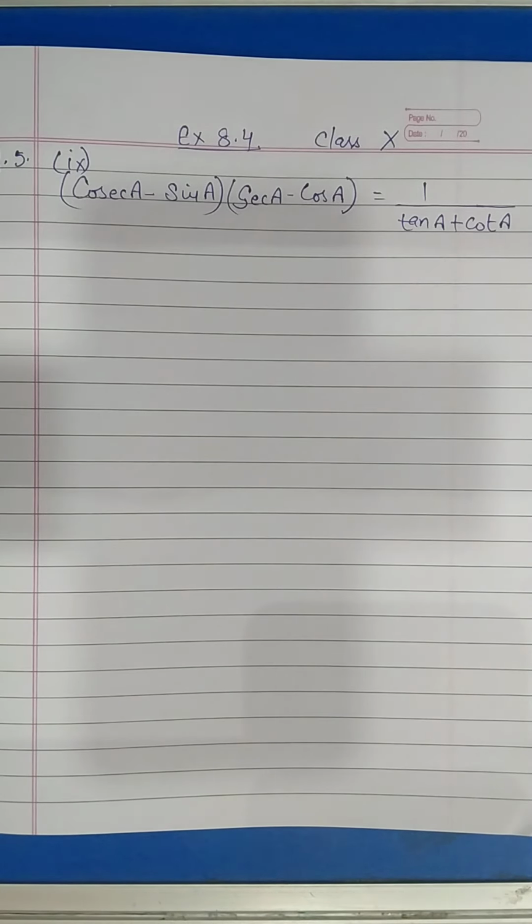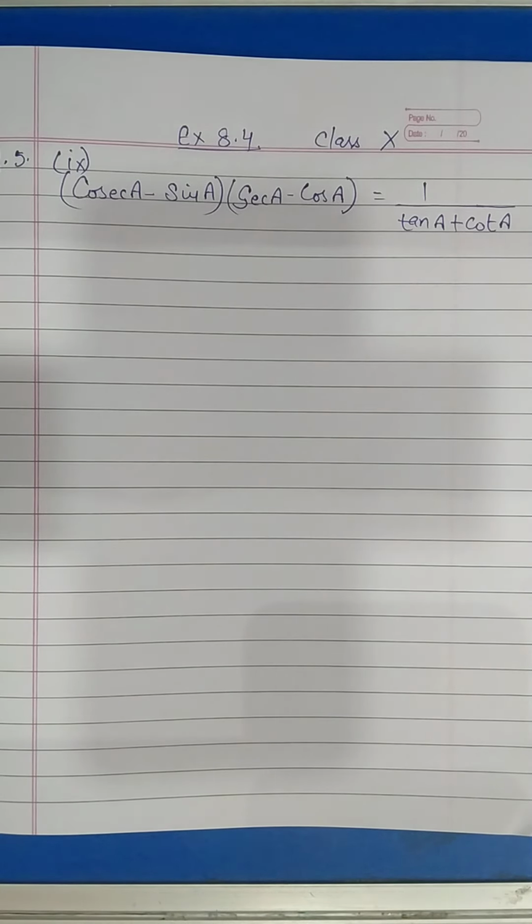In the same manner you have to take a LCM of the second bracket. And we got 1 minus cos multiply cos is cos square A. Now what is 1 minus sine square A? By identity sine square A plus cos square A is equal to 1. So 1 minus sine square A is cos square A upon sine A. And in the second bracket it's 1 minus cos square A, that is equal to sine square A.